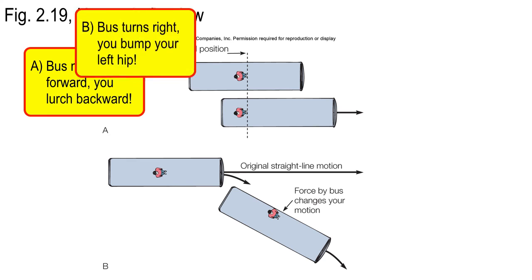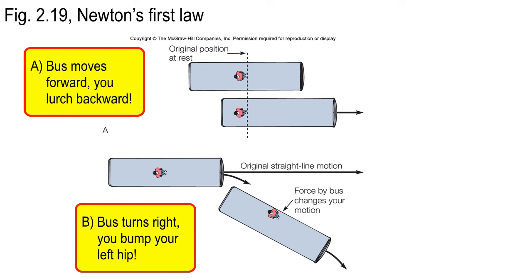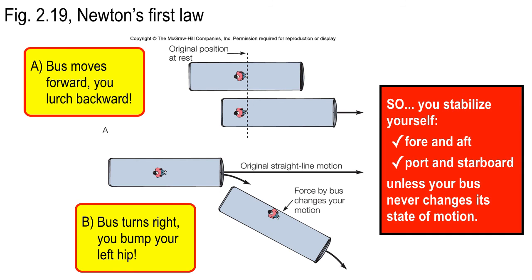The second version is if the bus turns right. All right? You're going to bump. The bus turns off to the right. Your state of motion is straight ahead, even if he doesn't change the speed. If he just starts turning right at 20 and you're going straight at 20, that means your left hip is going to bump into the seat to your left.